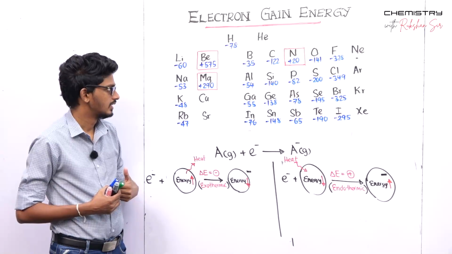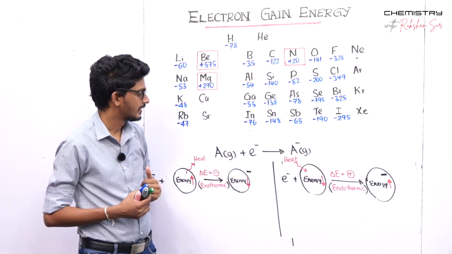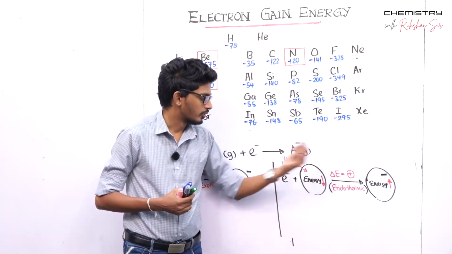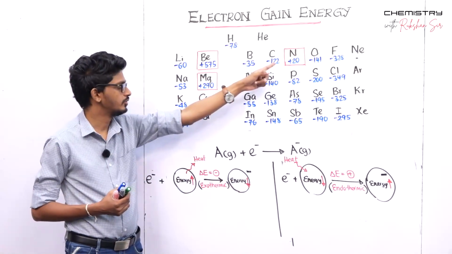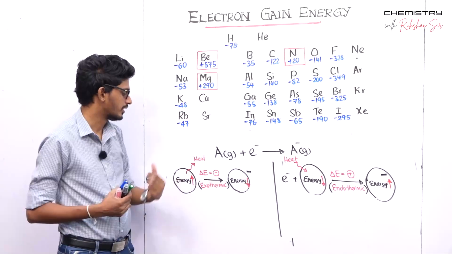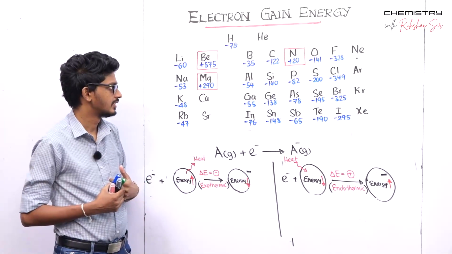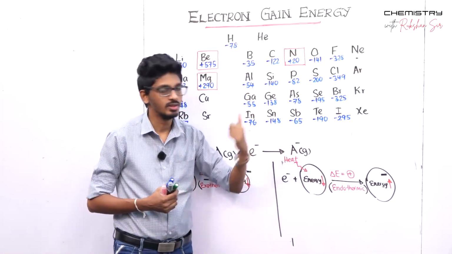So only these three come up with positive electron gains, endothermic values. Other than beryllium, magnesium, nitrogen, you clearly see all the values are negative electron gains, exothermic processes. So these three are referred to as endothermic processes.